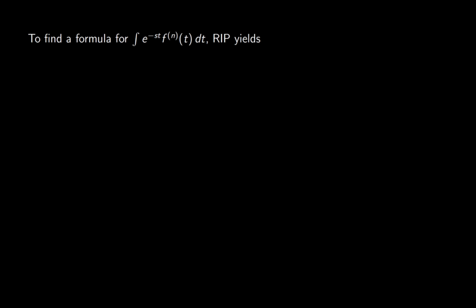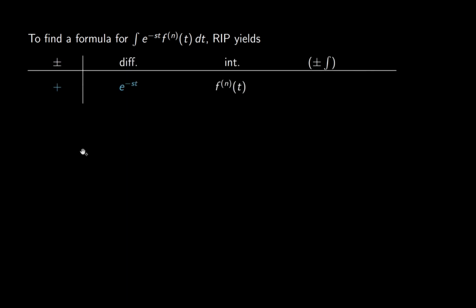And to find a formula for the antiderivative, RIP yields the following. Start with a plus sign indicating a positive 1, differentiate e to the minus st, that will kick out the successive powers of s that we see in the formula. Integrating the nth derivative of f will eventually yield the original function f through enough iterations.